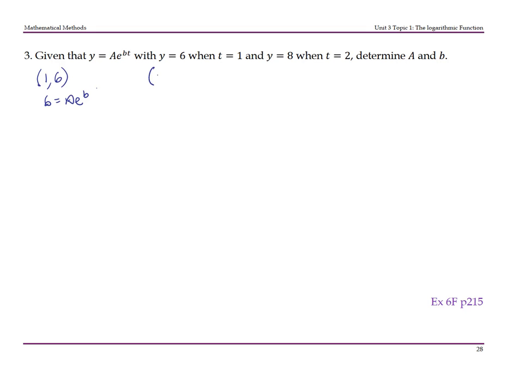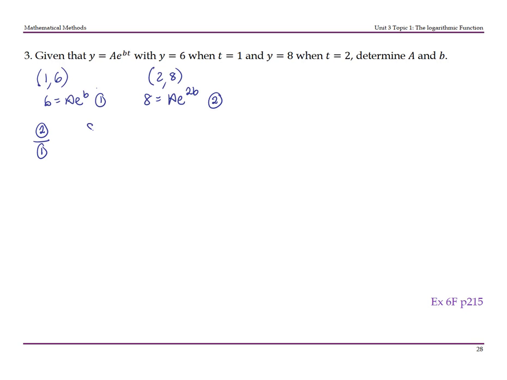And then we have our coordinate, (2, 8). So that gives us 8 equals a e to the 2b. So equation 1, equation 2, the best way to solve here is to go 2 divided by 1.